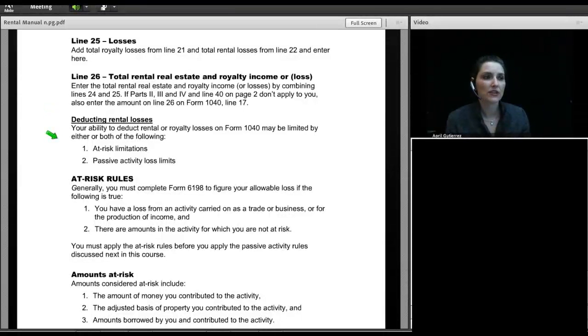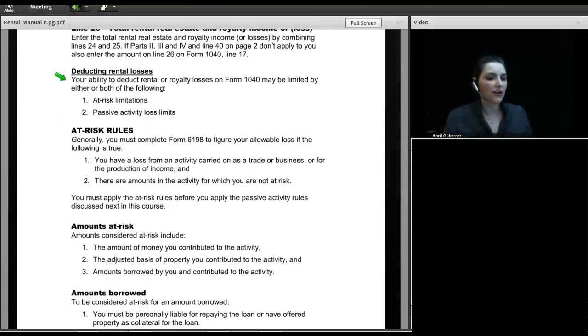But for today, we're looking on the receiving end. We've got the K1, our taxpayer brought it in, and what do we do with it? And also, how do we apply these at-risk rules? So you've figured out that you've got a rental loss. Are you allowed to deduct it?